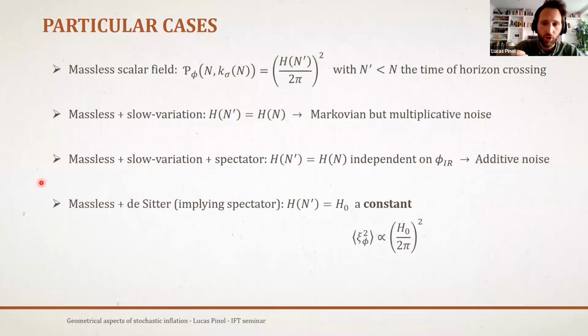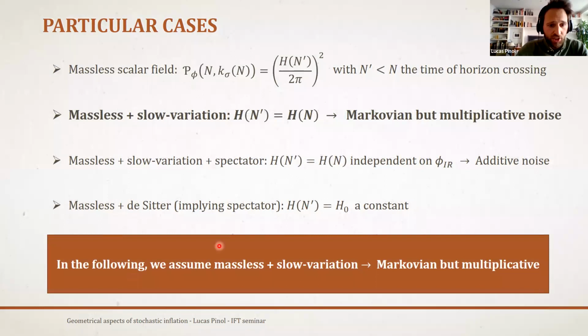And then, of course, an even simpler scenario, which is also interesting for deriving formal results, is to assume that the space-time is completely de Sitter. So there is no real inflationary dynamics. It is an exactly exponential expansion. In that case, the Hubble factor is just a number, H0, and everything is much simpler because the noise is just constant. So in the following, in general, we will assume that we have massless scalar fields and a slow variation in order to be in the Markovian approximation. But unless otherwise stated, I will always consider a multiplicative noise, which is the most general Markovian case that we have at hand.